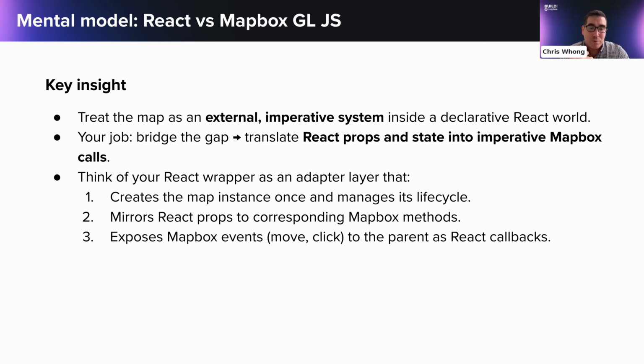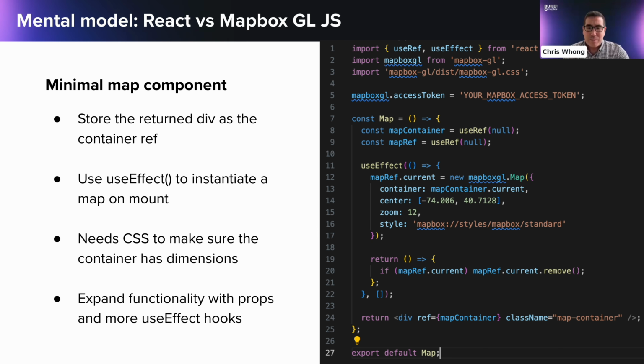So you think of your React wrapper as an adapter layer. It creates the map instance, mirrors React props to corresponding Mapbox methods, and exposes Mapbox events, sending those events back up. This is a minimal component, the bare minimum of what you would need to get a Mapbox GL JS map up in a React component. I'll talk about it a bit now, and then we'll actually start implementing it.